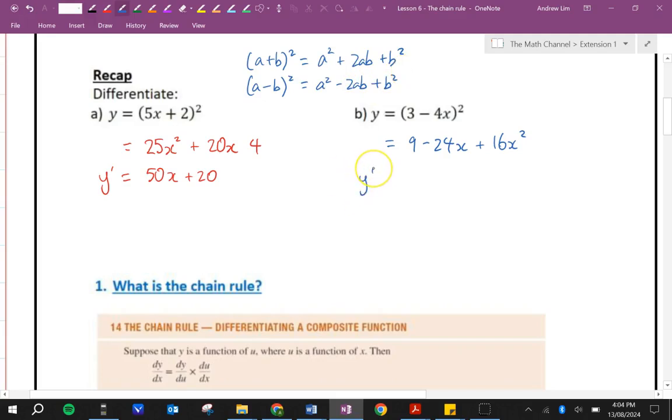So now that we've expanded this, it's easy for us to differentiate. When we differentiate this with respect to x, we will get negative 24 plus 32x.